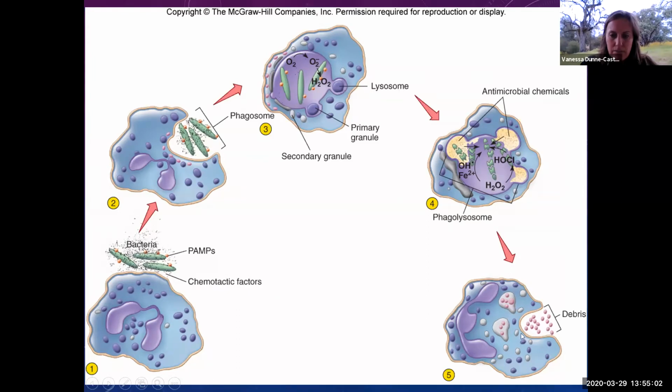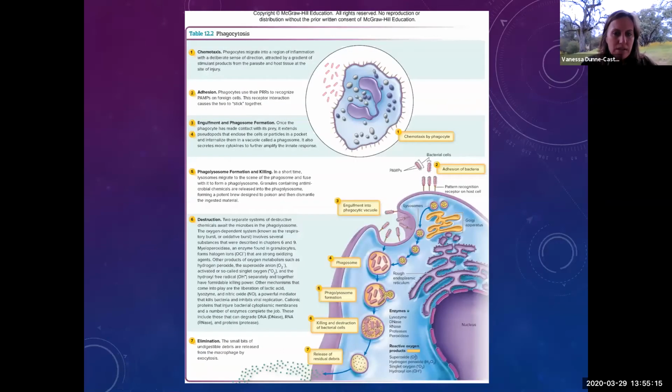Late stages here is the expulsion of the stuff through exocytosis, producing pus in the form of debris. But otherwise, these guys can grab our antigens and present them on the surface. There's one more picture. This is from your textbook. Again, this is kind of going start to finish.